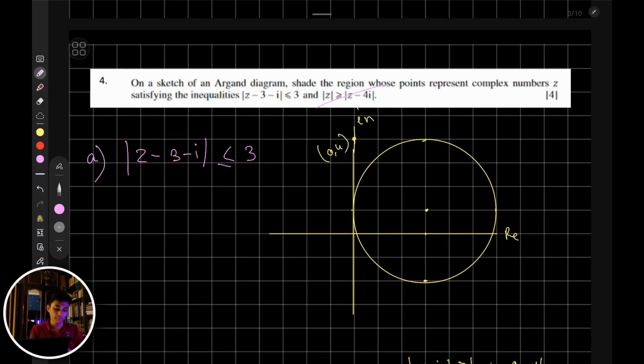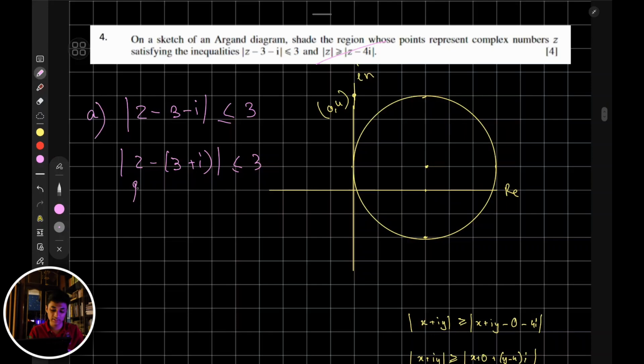So what do you do? First thing you do is z, take minus common, so the modulus of z minus (3 plus i) is less than or equal to 3. What are the two complex numbers? This z, which is unknown, and this, which is known, which is 3 plus i. Plot 3 plus i: (3, 1). So this is the complex number that is known.